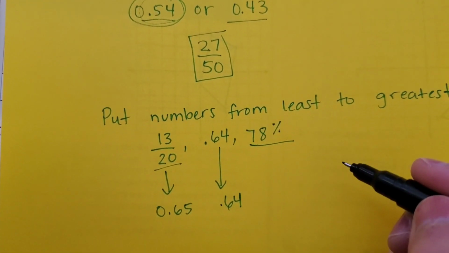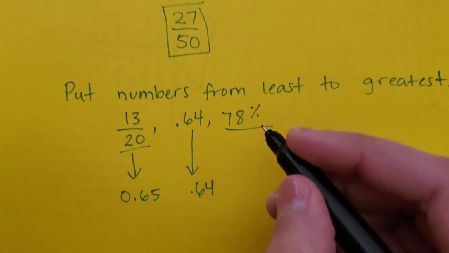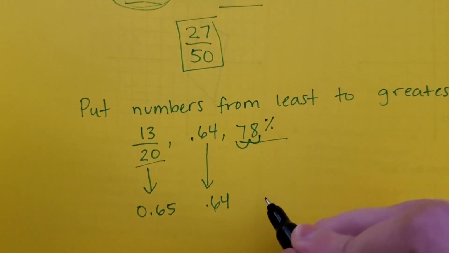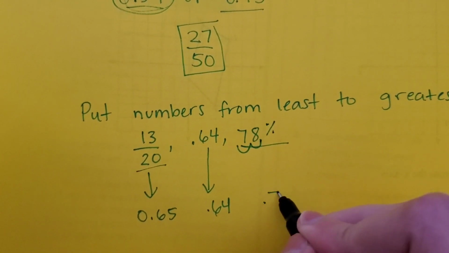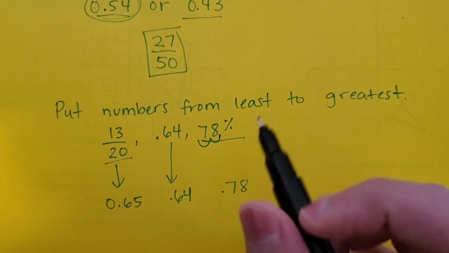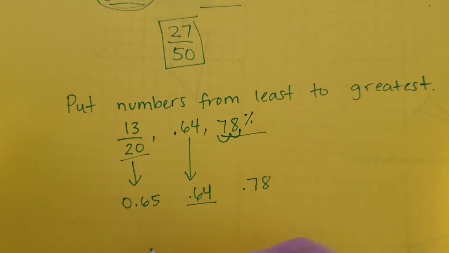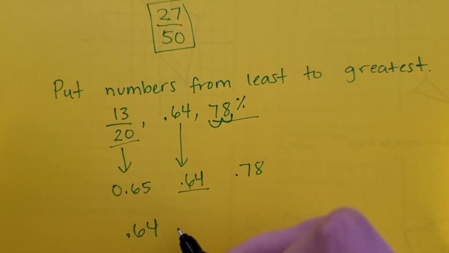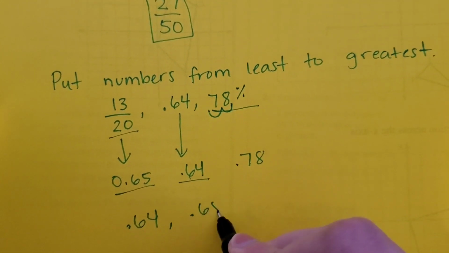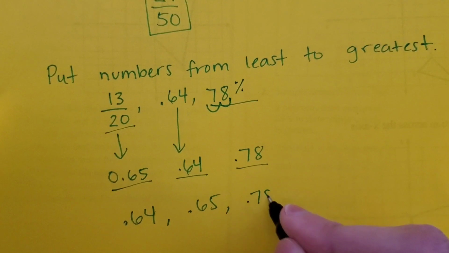And then my percent. Just like with the other one I did, you move the decimal place 2 spaces to the left, 1, 2. So my new decimal is 0.78. The question is not which one is greater, but to put them in order from least to greatest. The smallest one is 0.64. Then the next biggest is 0.65. And the largest is 0.78.